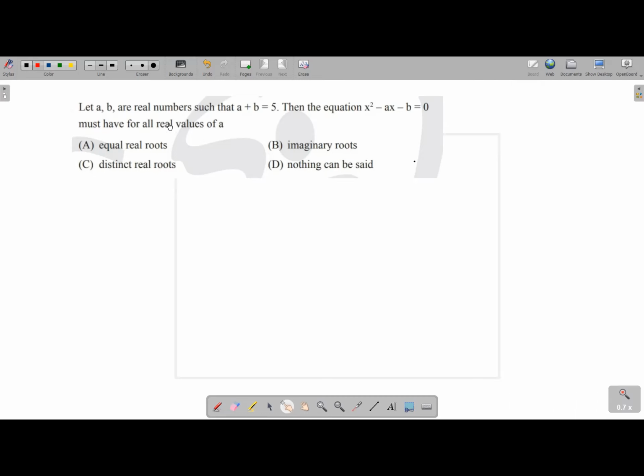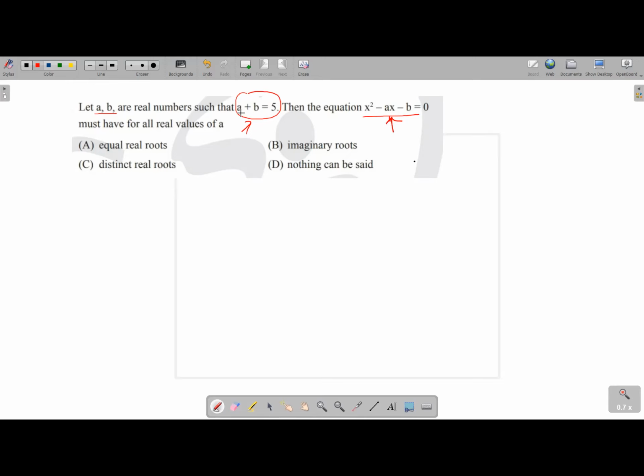See, the question says that let a and b be real numbers. These variables are real numbers, and we are given this kind of relation between a and b. Then the equation must have, for all real values of a, a can have any real value, so for all a we have to find what kind of roots this equation has. See, this is the equation we have been given. Now again we have to think. We have this equation, and we have this relation. So how can we use this relation?